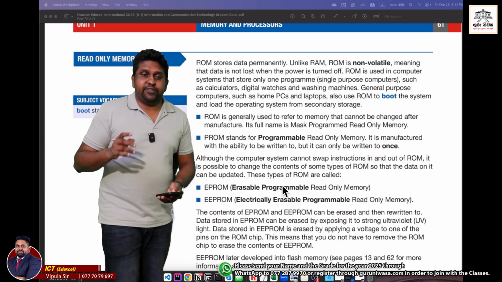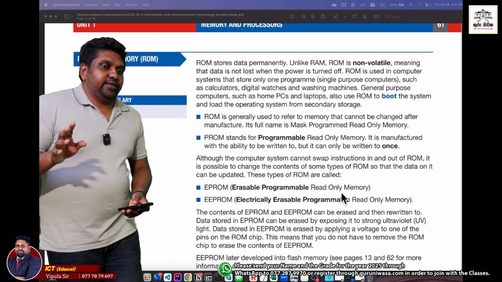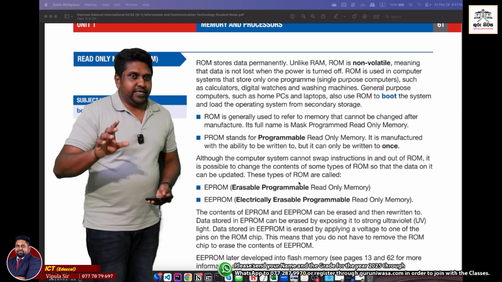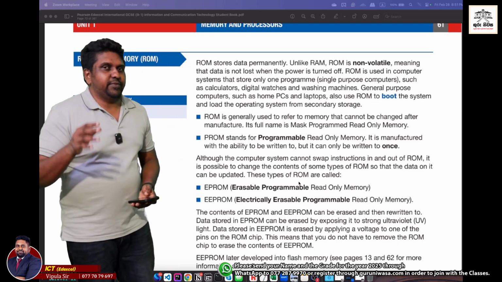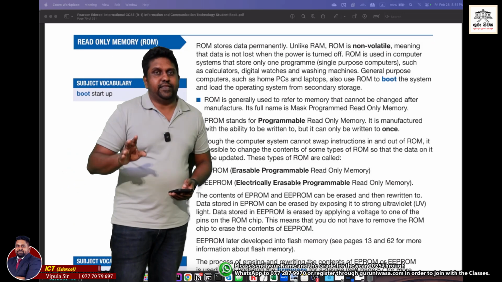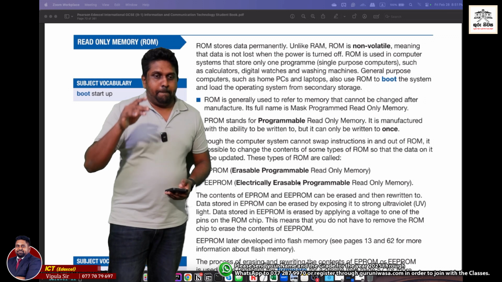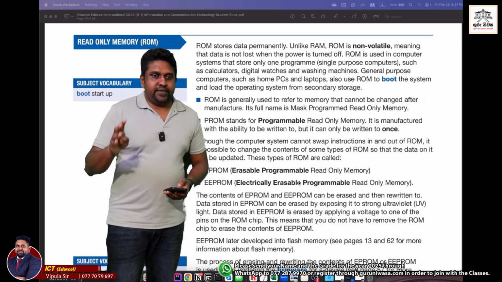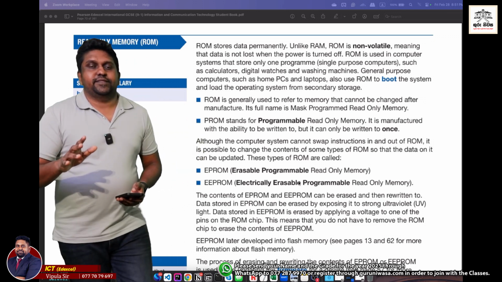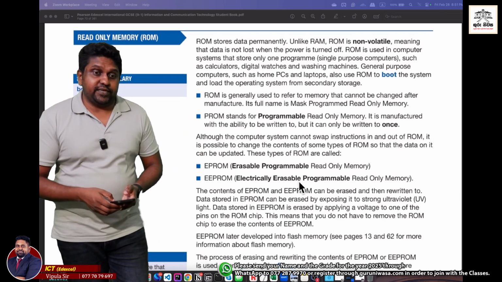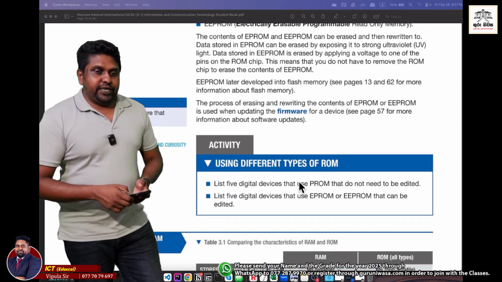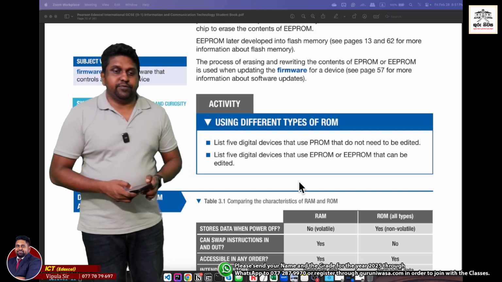Then we have the erasable programmable ROM, EPROM, which can be erased using some sort of chemical process such as UV light. You erase it and then you can reload. But EEPROM, electrically erasable programmable read-only memory, is the one which can be erased using electricity, and then you can reload the data. Okay, so those are the types of ROM.